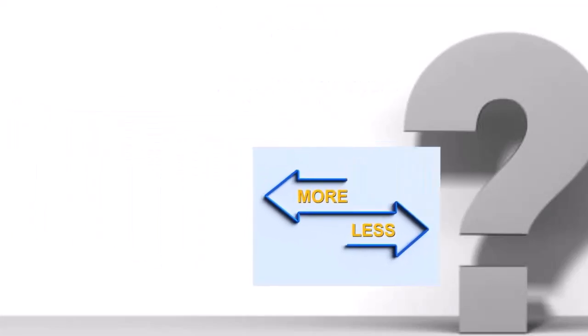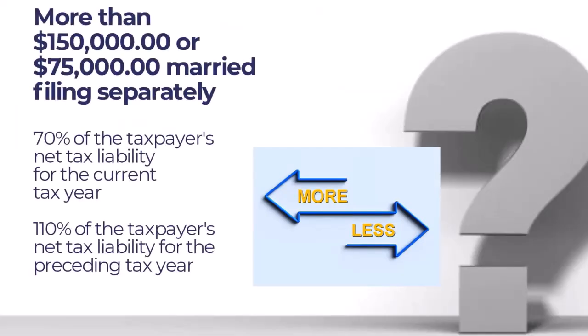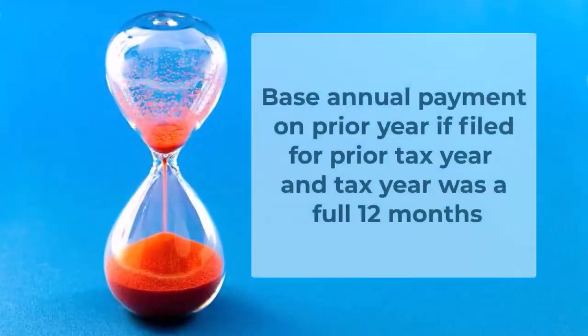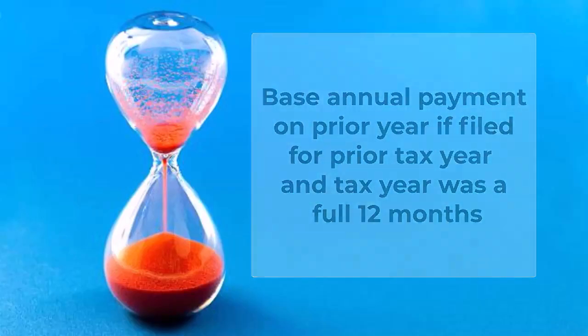If the taxpayer's federal adjusted gross income for the preceding year was more than $150,000, or if married filing separately more than $75,000, the total required annual payment is the lesser of 70% of the taxpayer's actual net tax liability for the current tax year, or 110% of the taxpayer's actual net tax liability for the preceding tax year. Individuals can base their required annual payment on their tax liability for the prior year only if they filed a Colorado income tax return for the prior tax year and their prior tax year was a full 12 months.